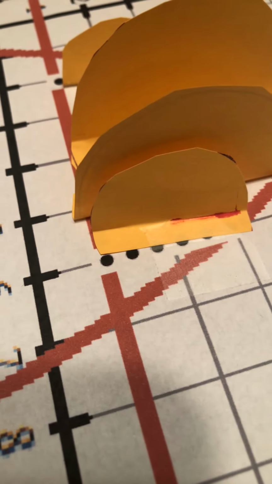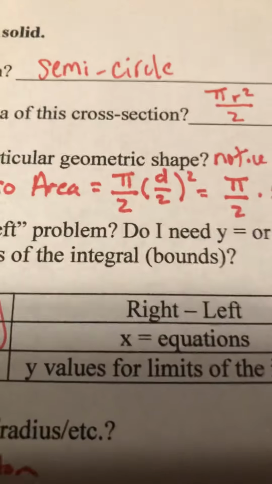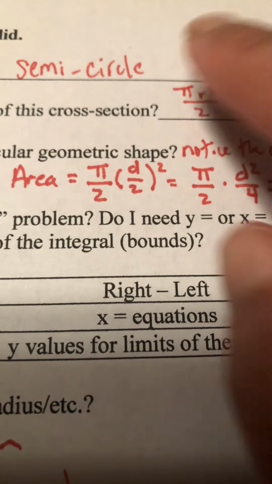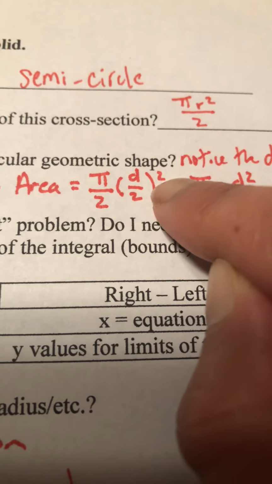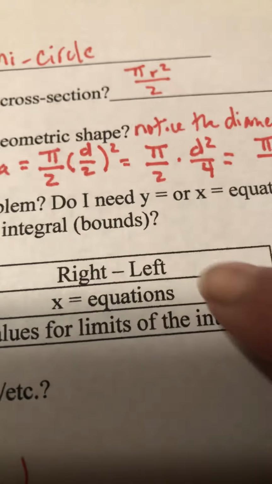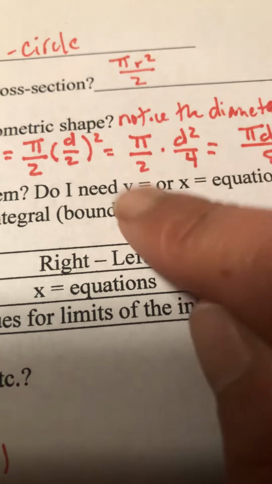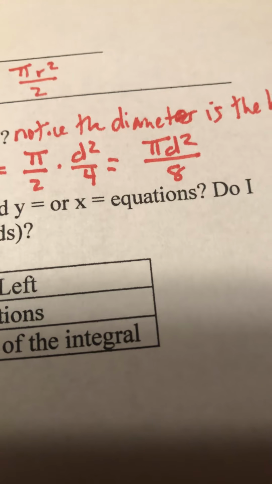So how do we find a radius? We do diameter divided by 2. So instead of saying that the area is pi r square, we have pi over 2, and then the radius is d over 2, and we got to square that radius. So what is d over 2 squared? It's d squared over 4, and let's distribute. So we get that the area equation is pi d squared over 8.